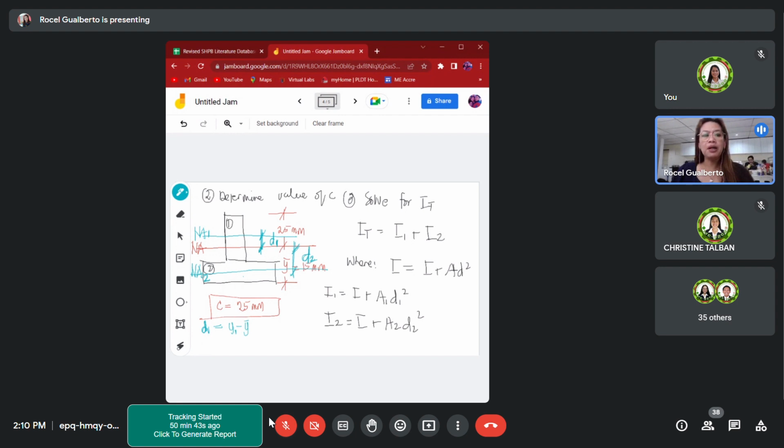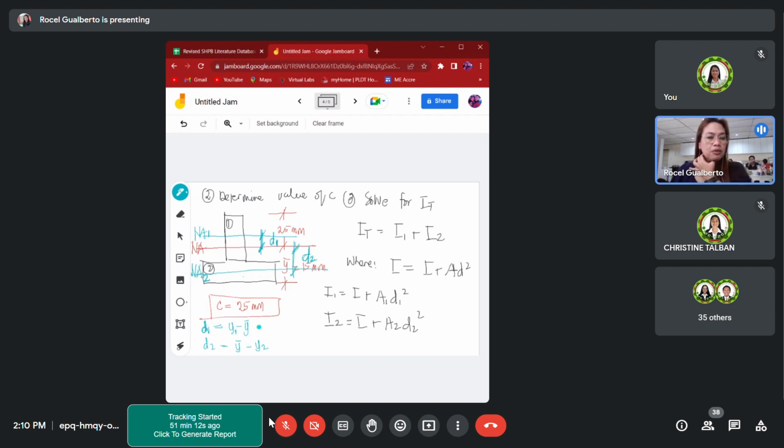Kapag po naman siya ay mas mababa, katulad po ng NA2, mas mababa po siya sa NA, it would be equal naman po to y bar minus y2. So, yun po ang tatandaan natin. To obtain the distance, kung mas mataas po siya, the value ng y niya minus yung y bar. Kung mas mababa naman, it would be y bar minus yung y value niya.